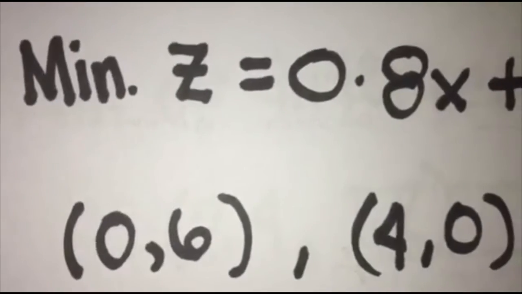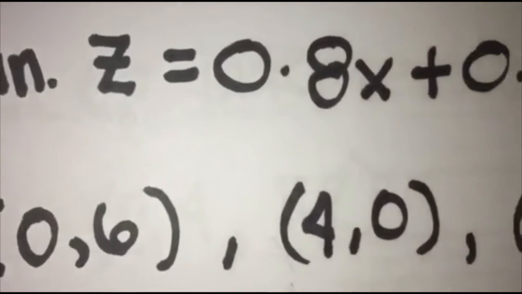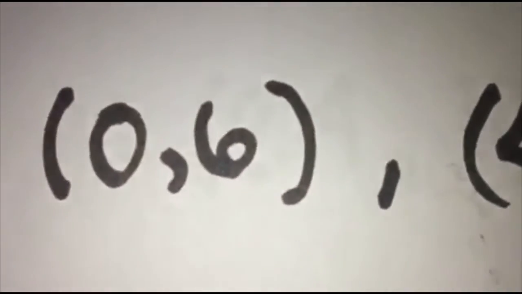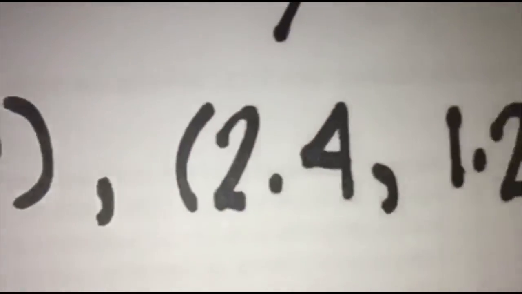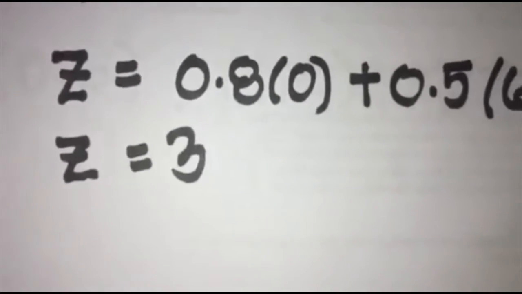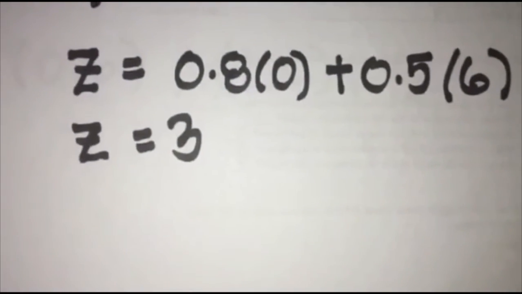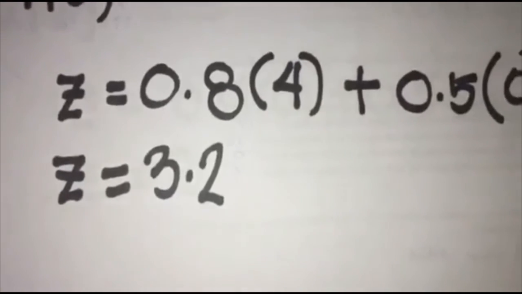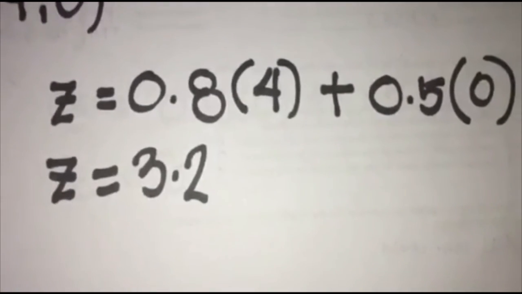Going back to our optimal function z is equal to 0.8x plus 0.5y, we will try to substitute the points (0, 6), (4, 0), and (2.4, 1.2). First, we will substitute the point (0, 6) to our optimal function and will give z is equal to 3. Now for the second point (4, 0), we will also substitute it to our optimal function and will give a result of z is equal to 3.2.